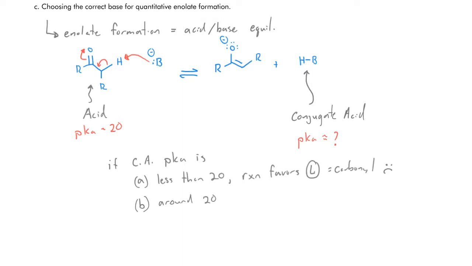Now, what would happen if our conjugate acid pKa was around 20? So say, I don't know, within a few units of 20, maybe like 15 or 25. What would we expect to happen then?